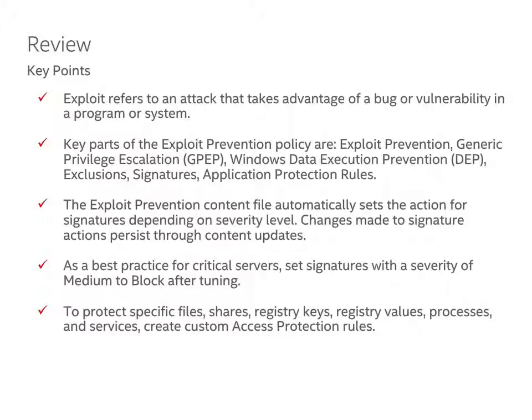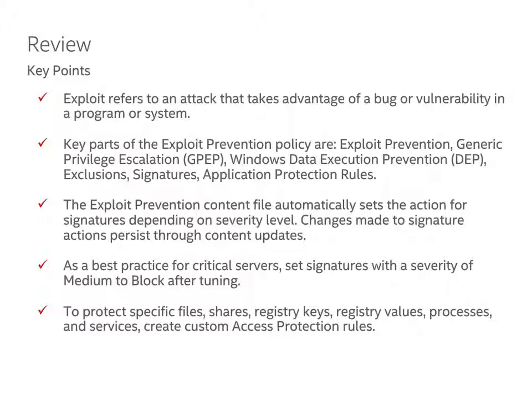So in review, the key points we want you to remember about this module is an exploit always refers to an attack that might take advantage of your bug or vulnerability in your program or system. The key parts of the exploit prevention policy are the exploit prevention, your generic privilege escalation, the Windows Data Execution Prevention, your exclusions, your signatures, your application protection rules.